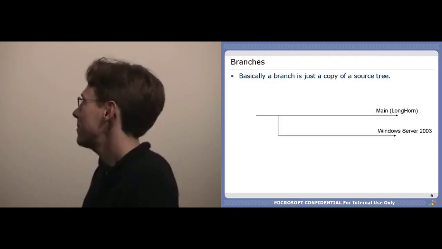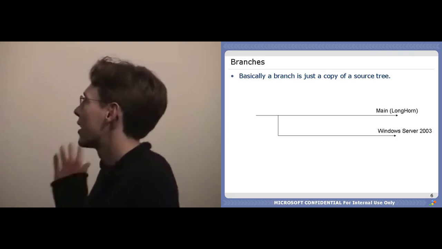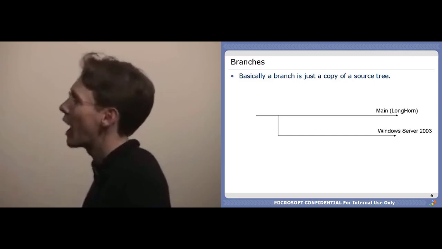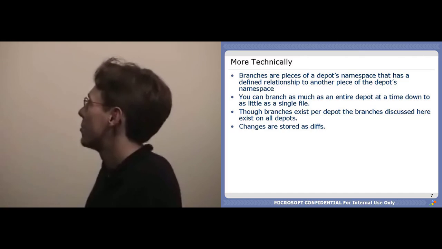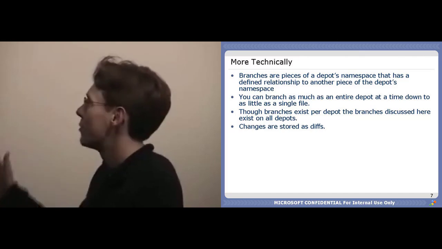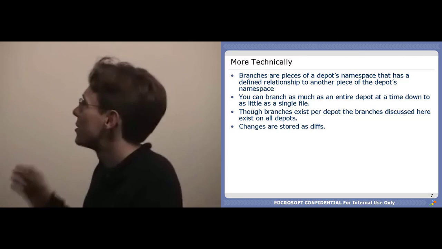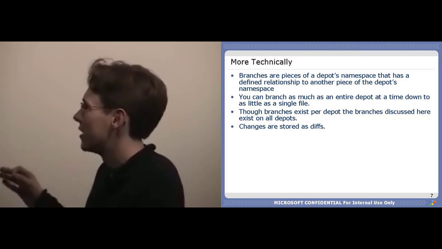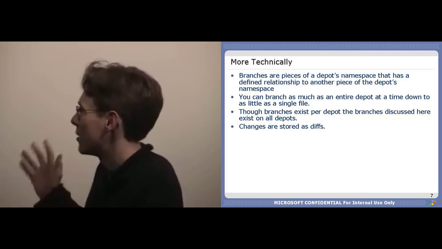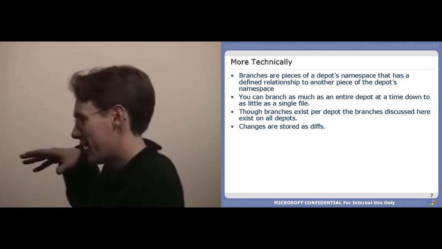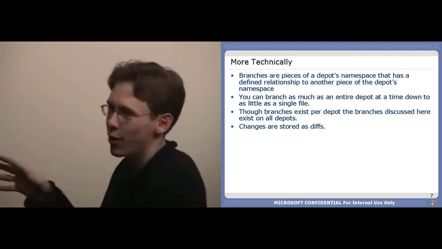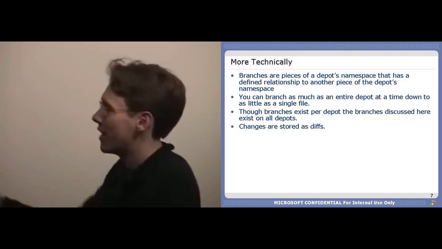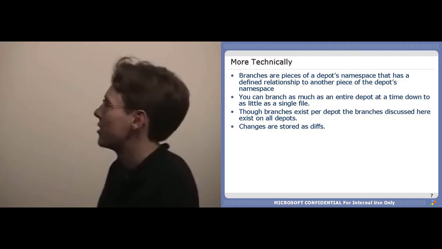So, about these branches that I was talking about, basically, it's just like a copy of the source tree. But I mean, it's not really a copy of the source tree because that would be horribly inefficient, and we wouldn't want to do that. So branches are really just a piece of a depot's namespace that has a defined relationship to another piece of the depot's namespace, which is a really confusing way of saying that it's really just another. You can take source code and you can branch it down to even the individual file. So basically, you're just taking part of your code and you're making another copy of it, another name for it, another way to access it, another way to check it in.